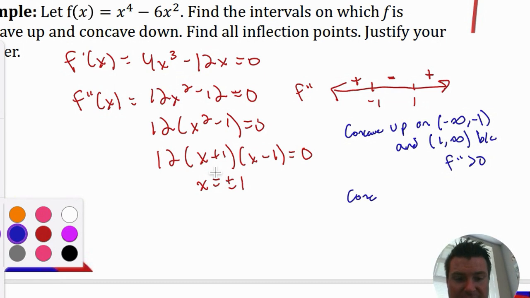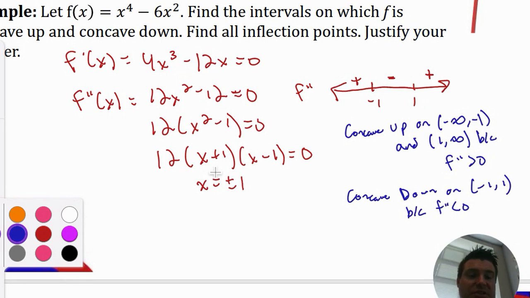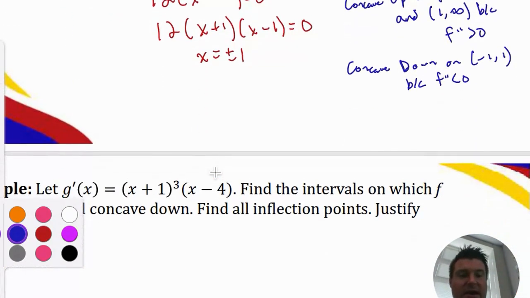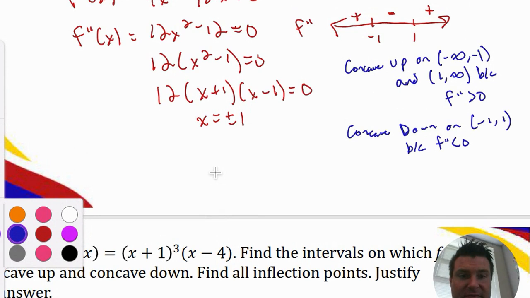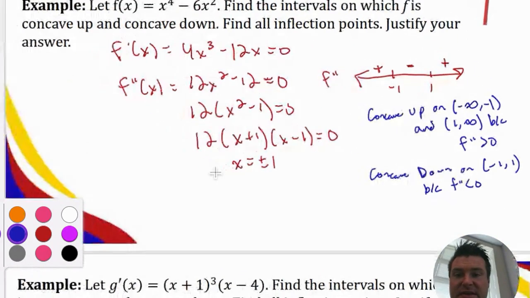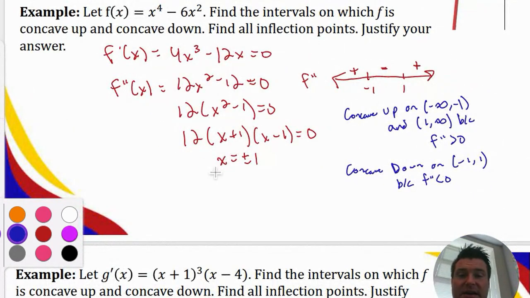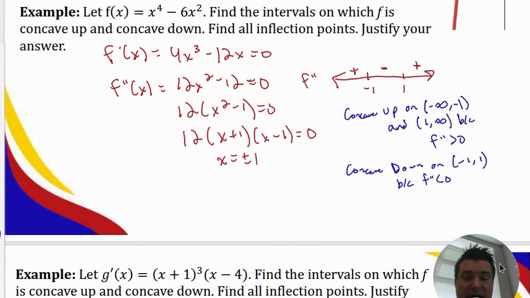And we're going to be concave down on just the interval from negative 1 to 1 because f double prime is negative. And that's all you need to do to justify everything here. As we get to the inflection point, we actually do have 2 inflection points. And these are points, so I need to state not just the x values, but the y values as well. Clearly we are changing concavity here at negative 1 and 1.